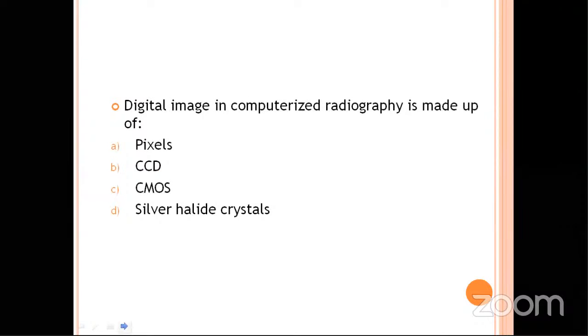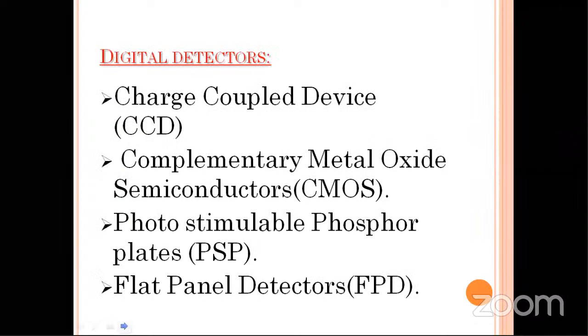The digital image in computerized radiography is made up of pixels, CCD, CMOS, or silver halide crystals. So here the option is it is made up of pixels. CCD, CMOS are different types of sensors, that is the charge coupled device and complementary metal oxide semiconductors, photostimulable phosphor plates, and flat panel detectors. These are all some of the digital detectors which are used to capture the image, take the signals to the computer, and then we get the resultant image on the monitor or the film.